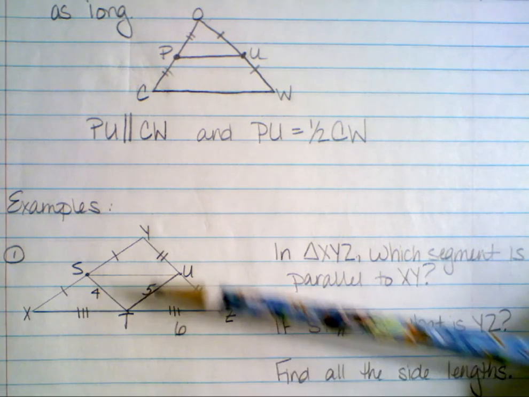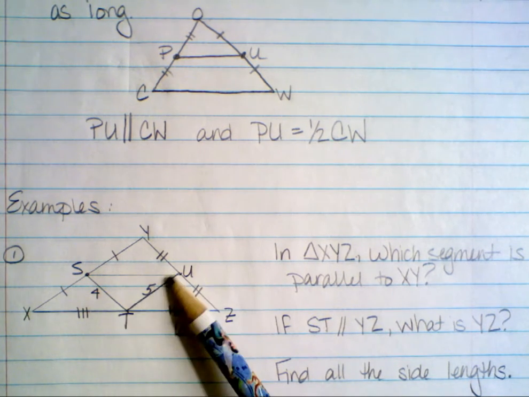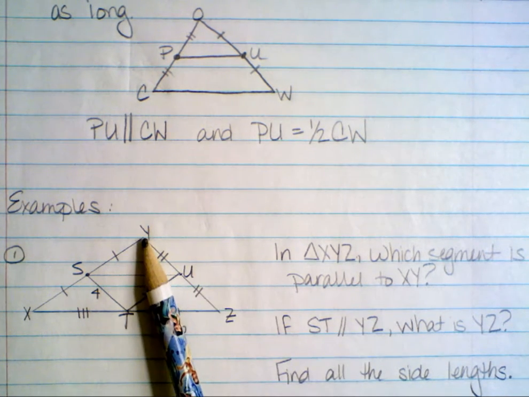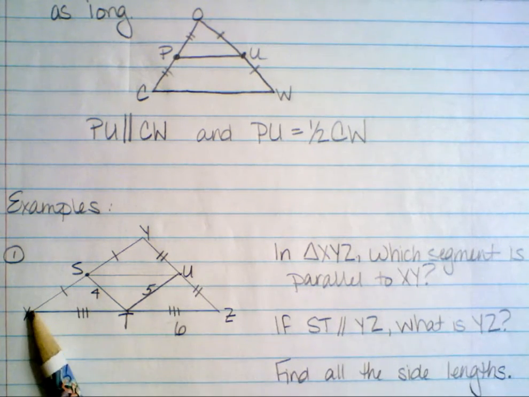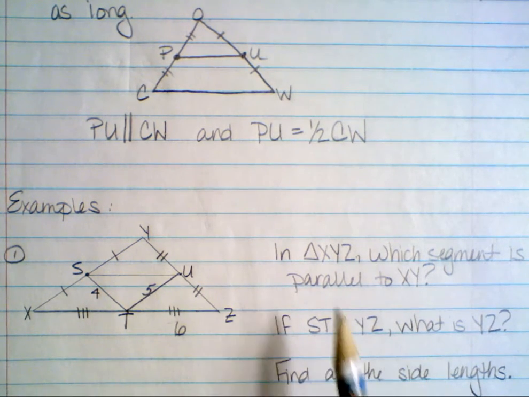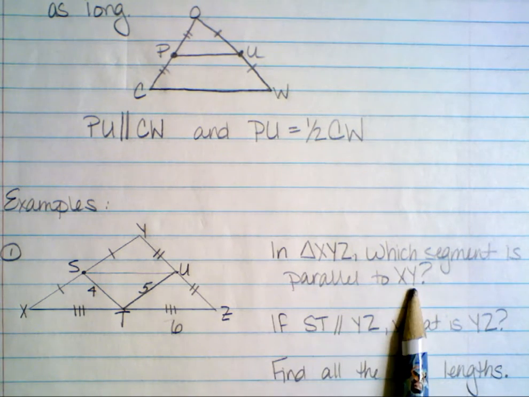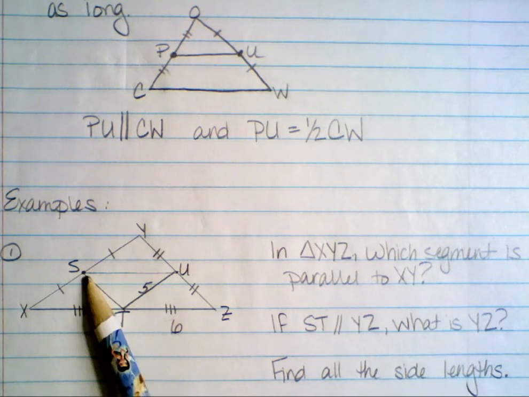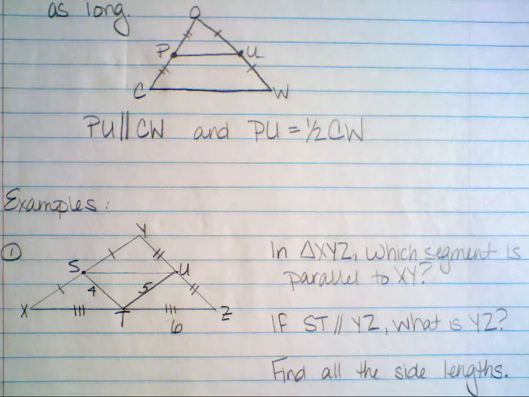First of all, I have this triangle that has a bunch of mid-segments drawn in, and if you look at the mid-segments, they are in the form of a triangle as well. So I know that YU is congruent to UZ, and TZ is congruent to XT, and so on. And I have some segment lengths in here as well. So in triangle XYZ, which segment is parallel to XY? Well, here's XY, and if these three segments are mid-segments, which one has to be parallel to XY? I'm going to let you answer that question.